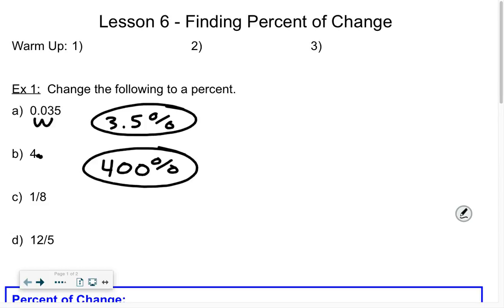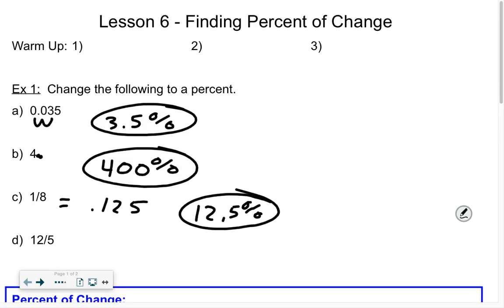1/8. What's that? 12.5%. Yeah, because we know that if we take our calculator, it's 0.125, and now we go back to problems A and B, move it 2 places, 12.5%. Next, 12 over 5. What is it as a decimal? 2.4. 2 places to the right.